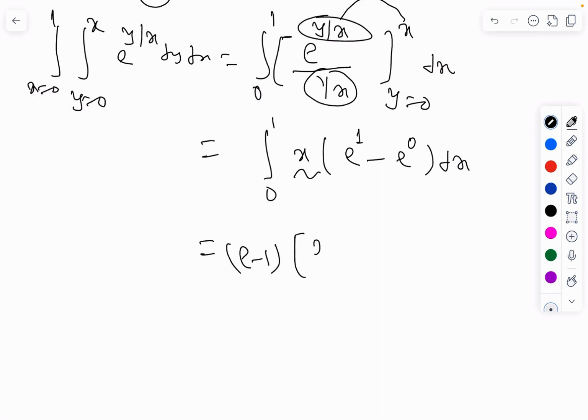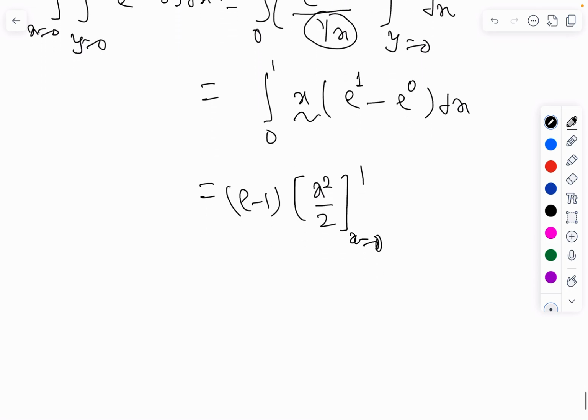Integration of x is x square by 2, with x from 0 to 1. So this is 1 by 2 into (e minus 1).